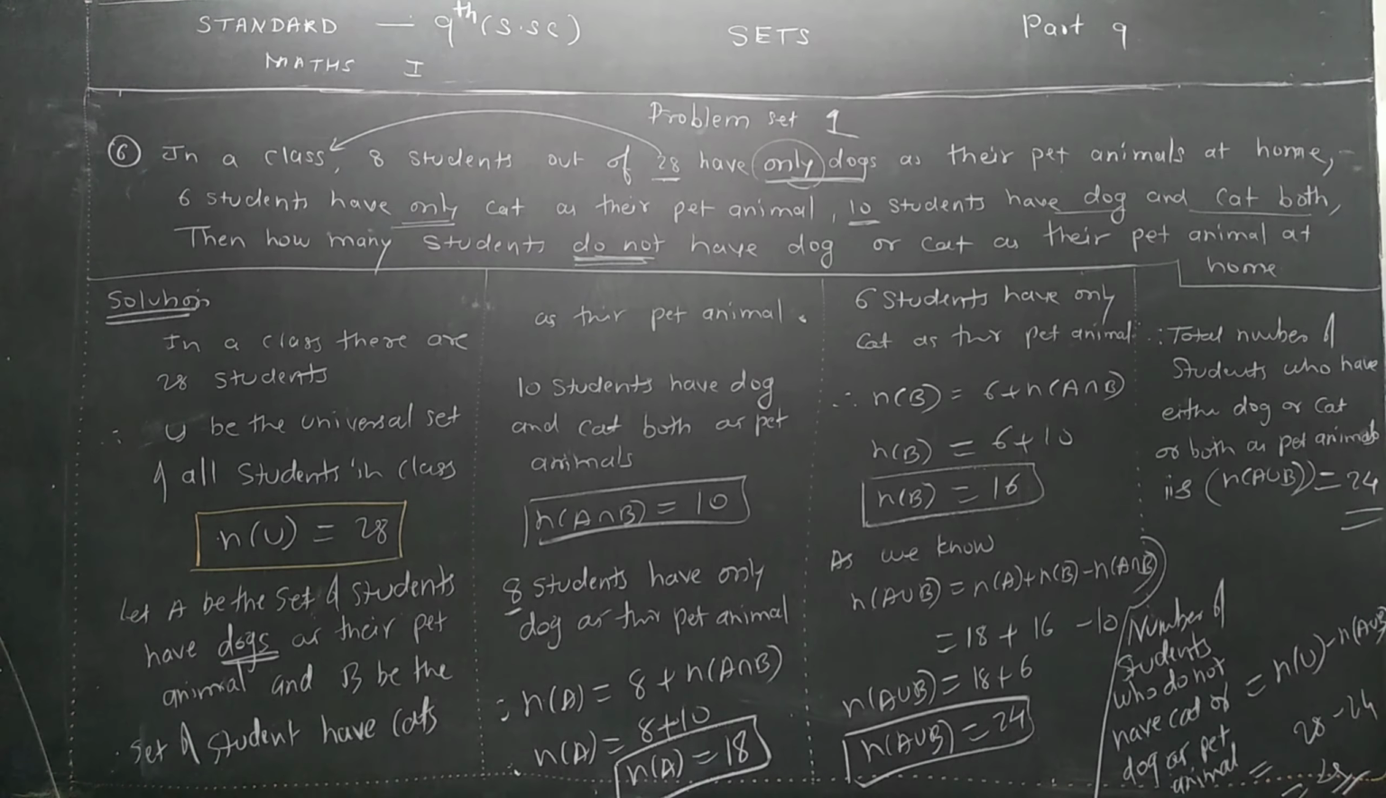B is the set of students having what? Cat. Means cat as some students are having cat as well as dog as the pet animal. But there are 10 students who have cat as well as dog, both.